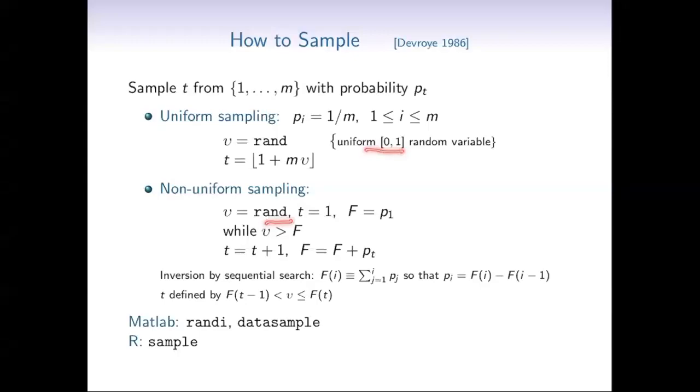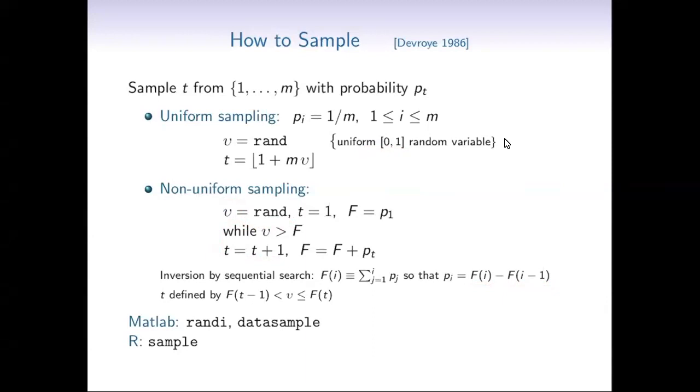random variable, and then we build partial sums. So each time we go through this loop, we add the next probability. And we stop when this number nu is between the current partial sum and the next partial sum, if it falls within that interval. This is called inversion by sequential search. So you add up until your partial sum exceeds your random number.